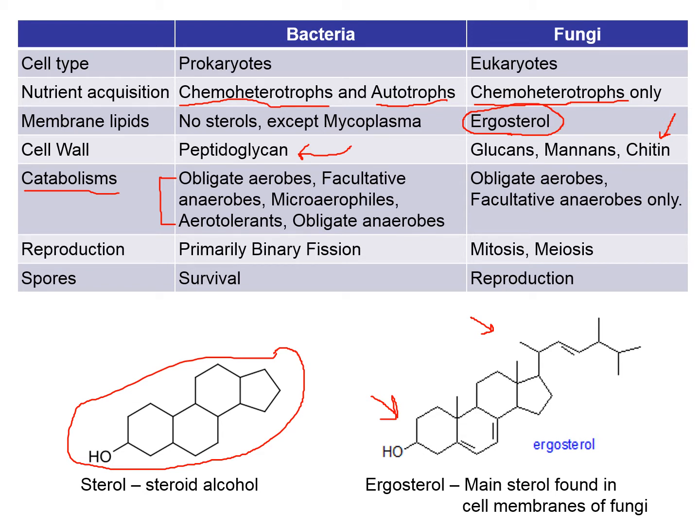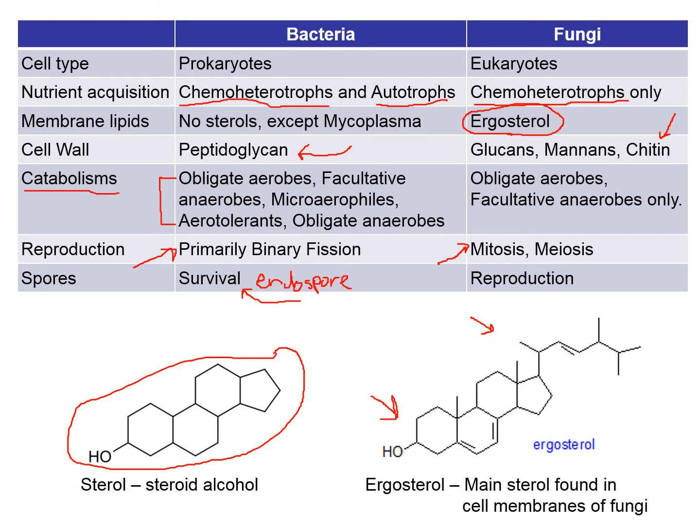So that's another difference. With respect to reproduction, your prokaryotes do primarily binary fission. Fungi primarily do mitosis and meiosis. And then finally, both your bacteria and your fungi make spores, but the function of those spores is different. Remember, when we talked about bacteria, we said they make these structures called endospores. And we said that endospores are primarily used for survival. So one cell makes an endospore when, say, essential nutrients are missing or when the environment does not support growth.